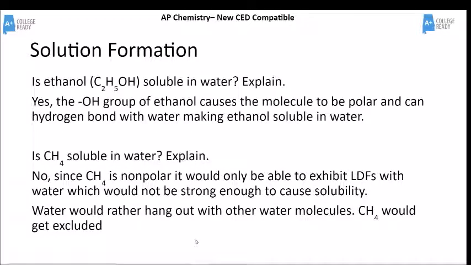Is ethanol soluble in water? Well, if you were to draw out the Lewis structure, the OH group on the end causes the molecule to be polar. So yes, since it's polar, it will want to dissolve in water because water is also polar. What about CH4? No. Remember, CH4 is non-polar. Any hydrocarbon like that, just carbons and hydrogens, is going to tend to be non-polar. So it's not going to be crazy about mixing together. The only force of attraction it would tend to have would be LDFs, which is not strong enough to pull the CH4 molecules apart from each other and make them intersperse in the water.